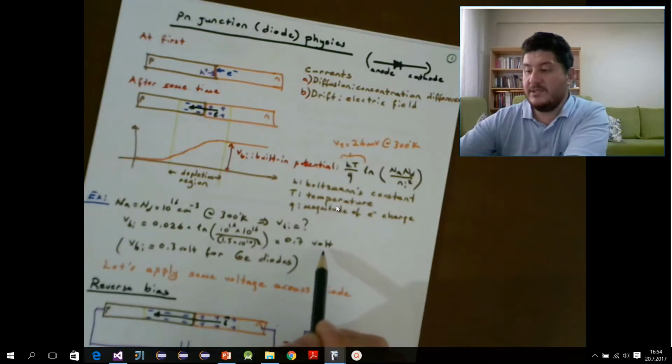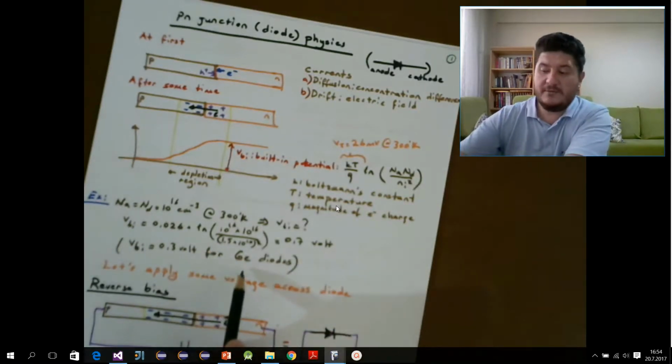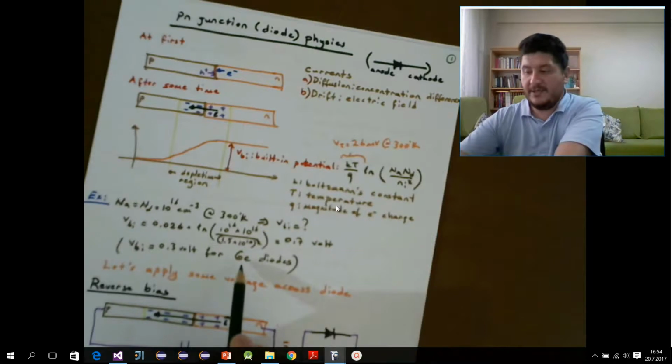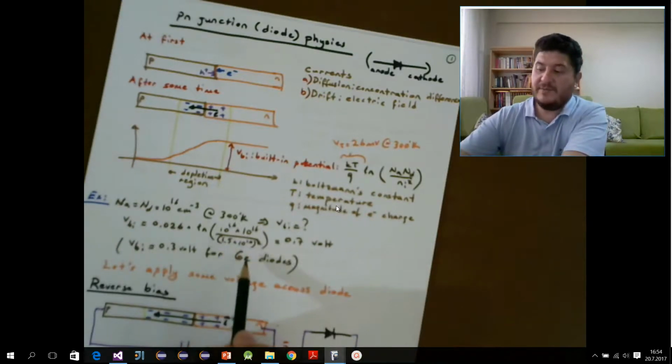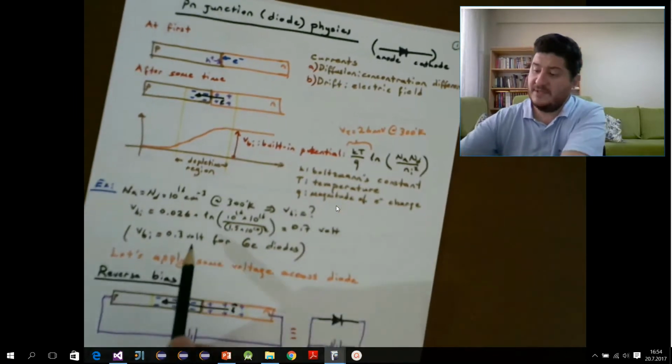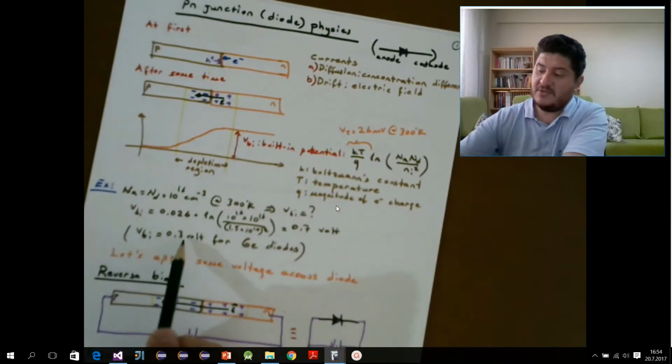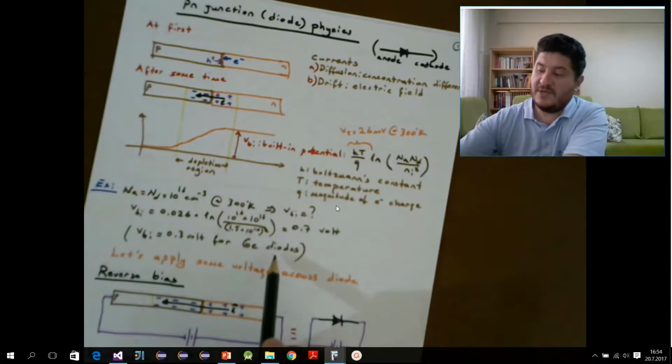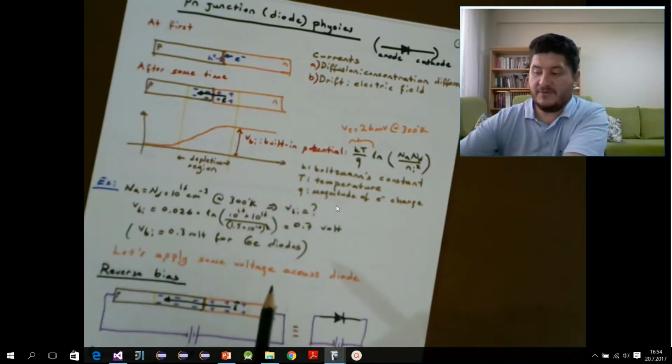If we use germanium diodes instead of silicon diodes, this Ni will be different, and these Na and Nd for a germanium diode are different. So we will get roughly around 0.3 volts VBI for germanium diodes. So it's different for different types of diodes.